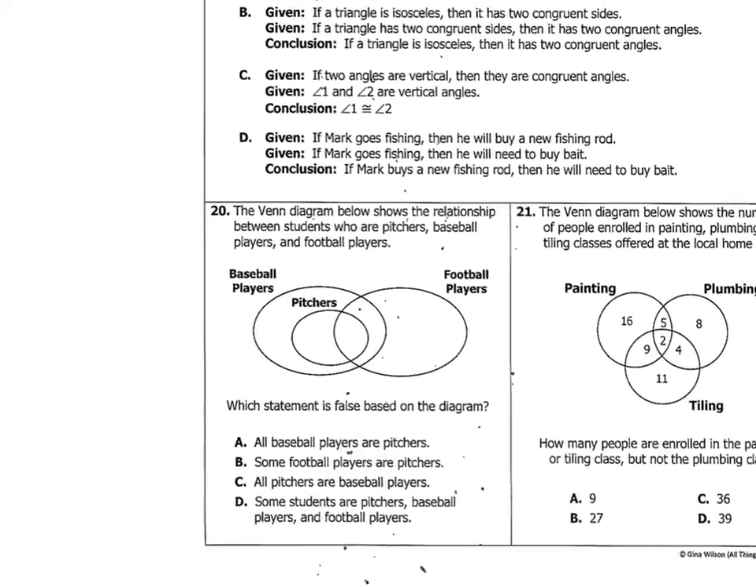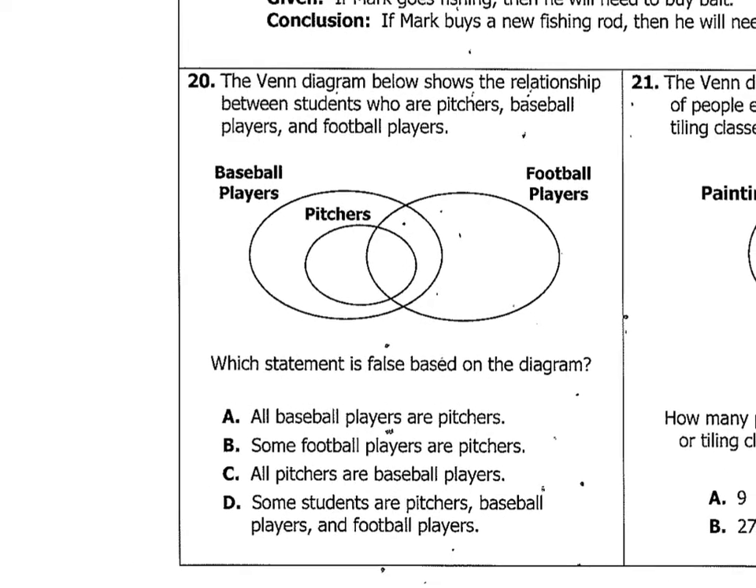All right, number 20 is down here. It's a Venn diagram. Okay, talking about a relationship between pitchers, baseball players, and football players. Which statement is false based on this diagram? So look, you got baseball players here, pitchers inside the baseball players, and then you got football players, kind of part of all three. Is it all baseball players are pitchers?